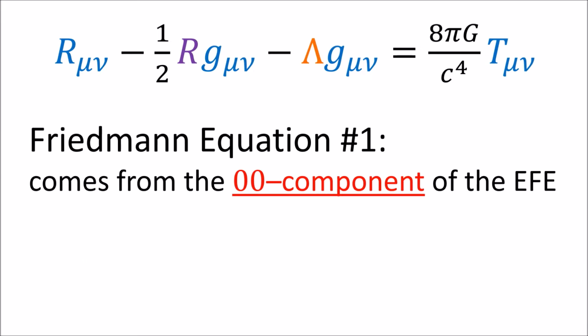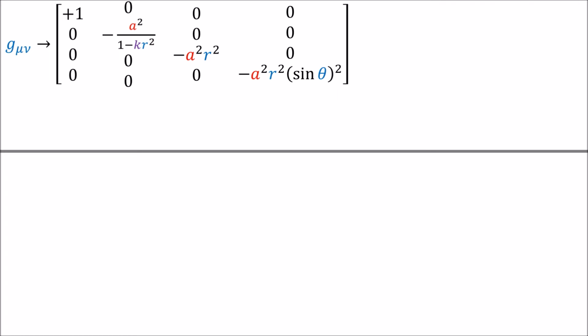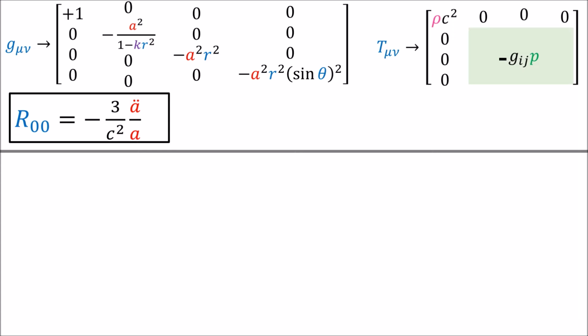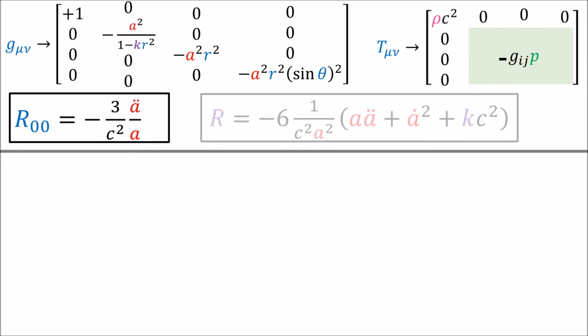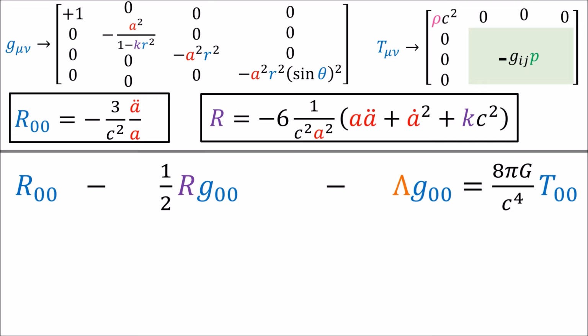The first Friedmann equation comes from the 0,0 component of the Einstein field equations, and the second Friedmann equation comes from the trace of the Einstein field equations. Let's start with the first equation. So we have our FLRW metric, the energy momentum tensor for a perfect fluid, the 0,0 component of the Ricci tensor, and the Ricci scalar. Now we write out the 0,0 component of the EFEs.